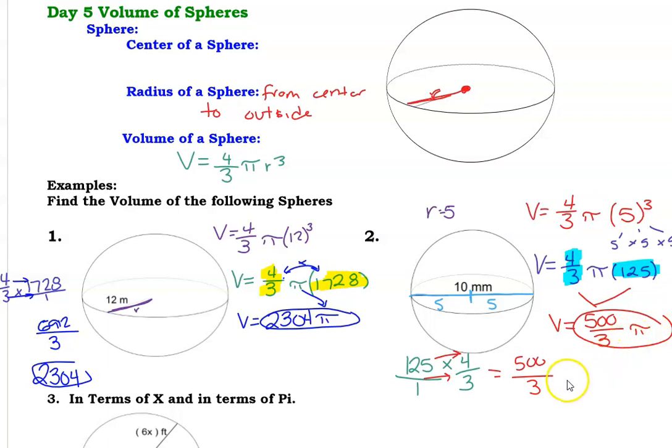Now sometimes it'll ask you to write this in a decimal form so we can get units. So I'm going to put this in a decimal form as well. When I put this in my calculator, I'm going to do 500 divided by 3 times pi. And when I do that, I get 523.3. And this is in millimeters cubed. So that's the total volume of that sphere.